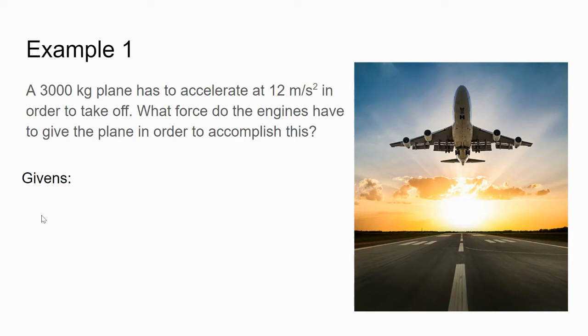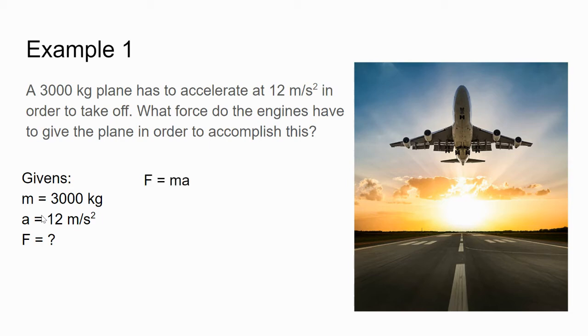So what I mean by this is, number one, let's write down our givens. We have a 3,000 kilogram plane. We know that that is a mass, so our mass is 3,000 kilograms. We know that this plane has to accelerate at 12 meters per second squared in order to take off, so our acceleration is 12 meters per second squared. And then we want to know what the force is that the engines have to give the plane. So our force equals question mark, because that's what we're solving for. You'll see that when I do these problems, I like to write a question mark next to whatever I'm solving for.